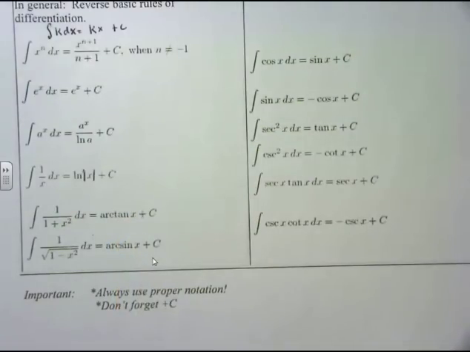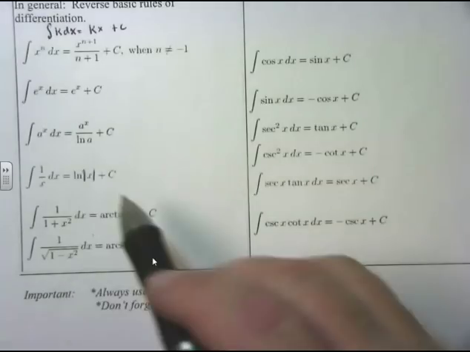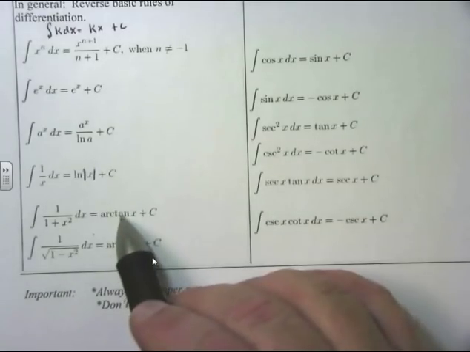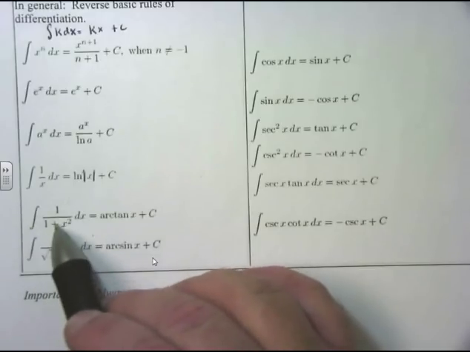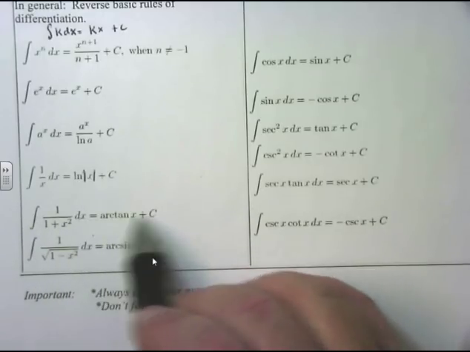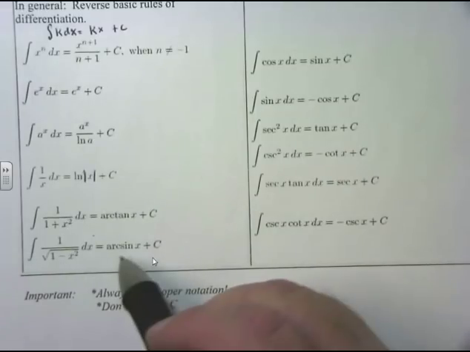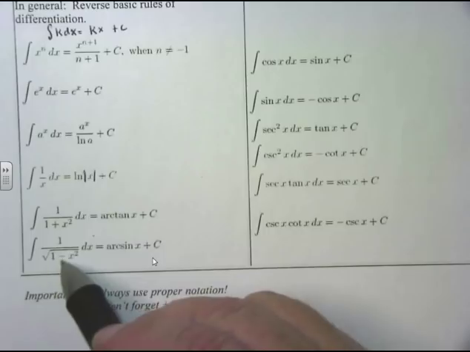Also, don't forget those little arctangent formulas. The derivative of arctangent of x is 1 over 1 plus x squared. Therefore, the antiderivative of 1 over 1 plus x squared dx is the arctangent of x plus c. The derivative of the arcsine of x was 1 over the square root of 1 minus x squared.